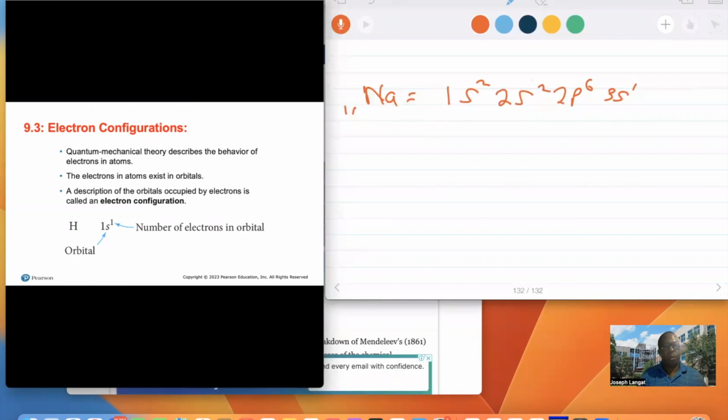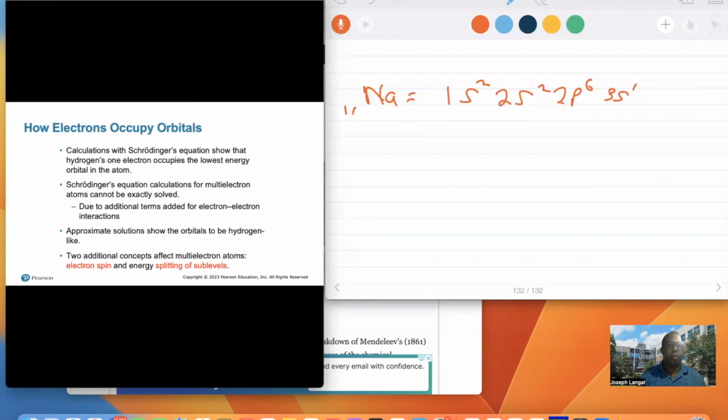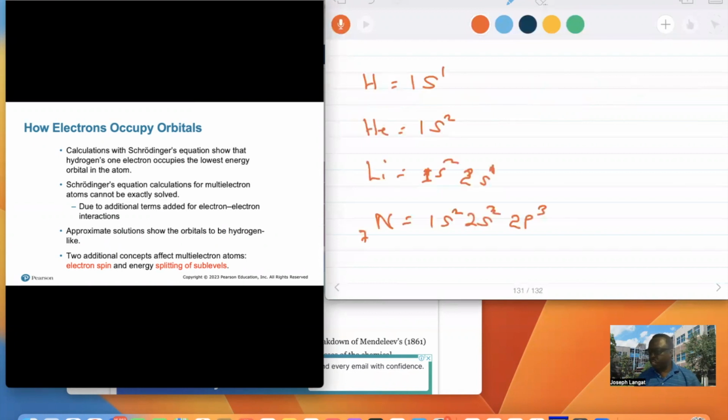So that is how you write the electron configuration for any element. You'll be given the periodic table, look at the atomic number, and then you write the electron configuration. Please practice the long form. I call that the long form. So this is method one. There are three methods.